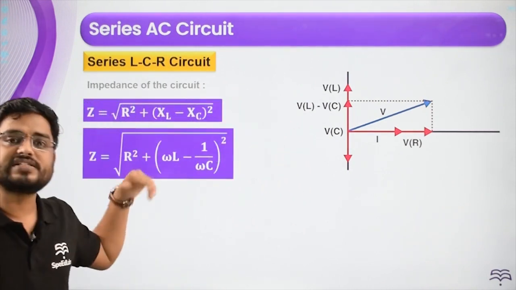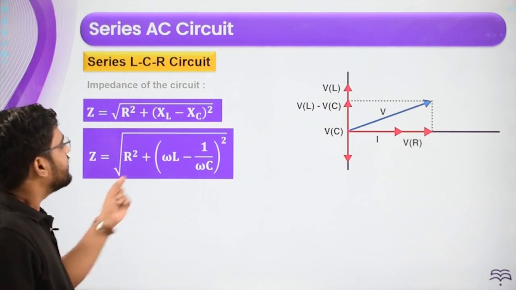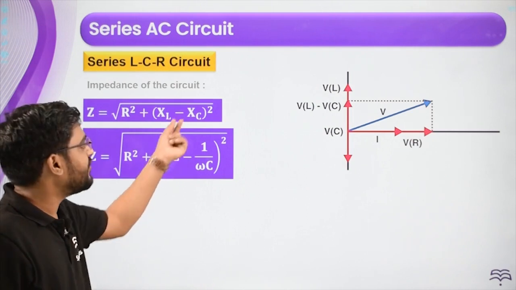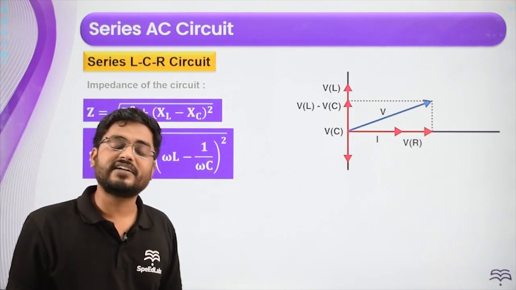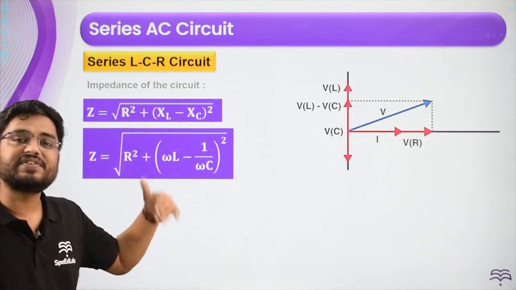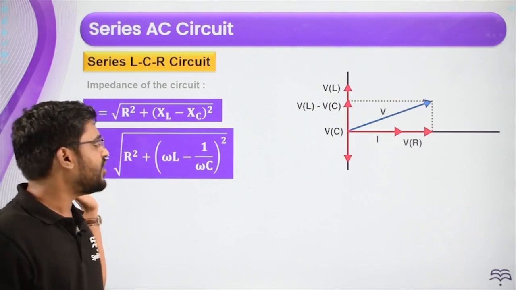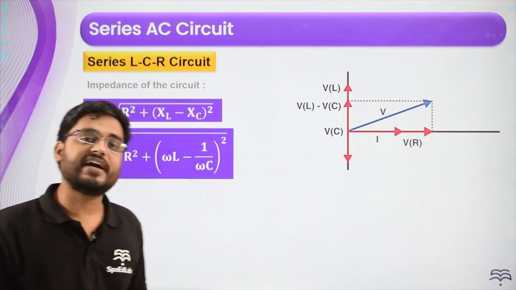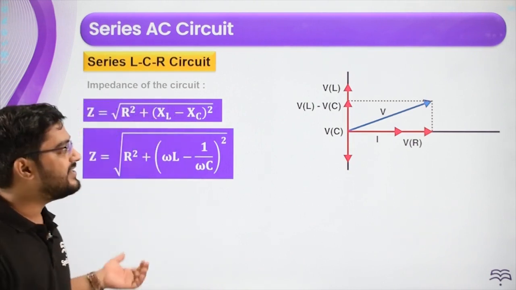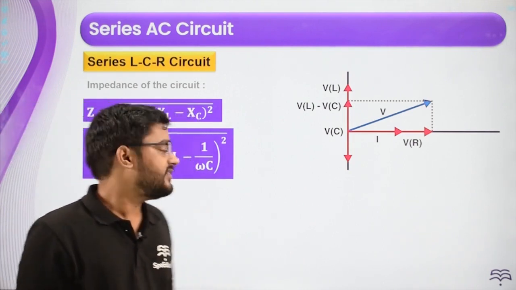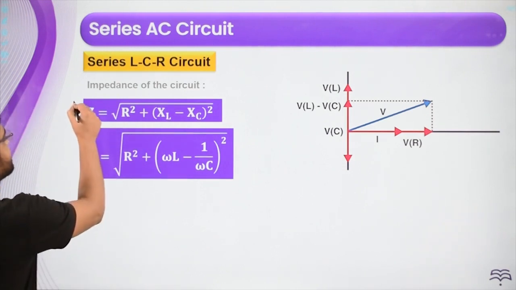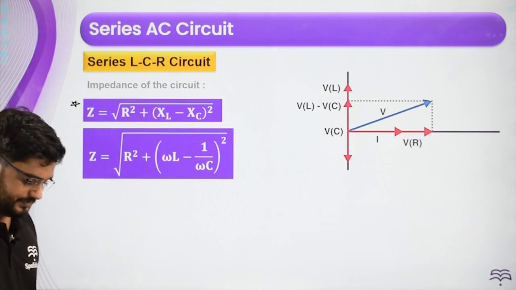The derivation of this we have already done. And the XL is what? XL is basically L omega. And what is XC? 1 by C omega. The definition of XL and XC we have already done, right? So if you want to write in terms of L, R, C and omega, what is omega? Omega is angular frequency of alternating voltage source, right? Then you can write this, or otherwise I would suggest that we always remember this expression for impedance.